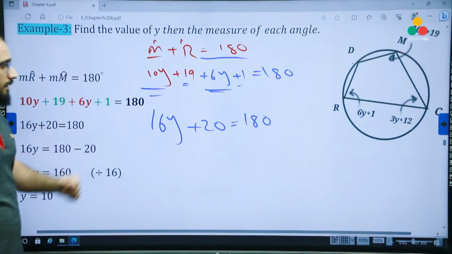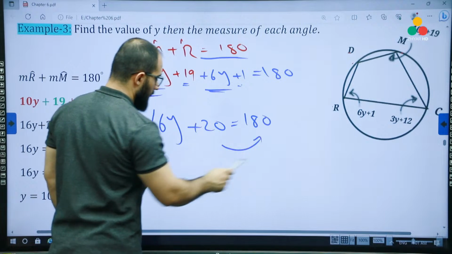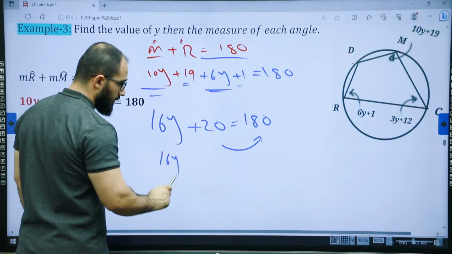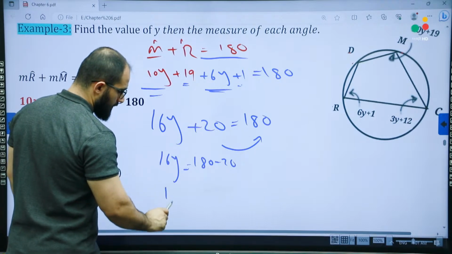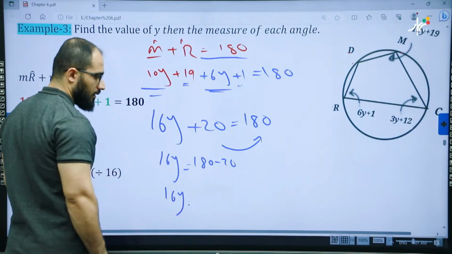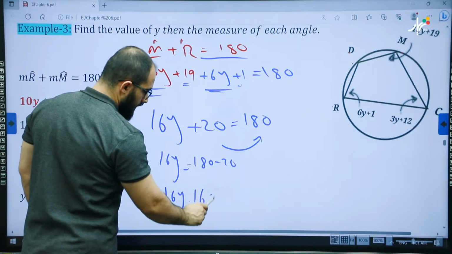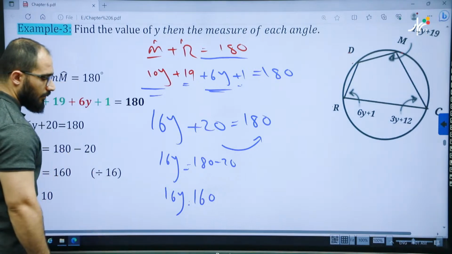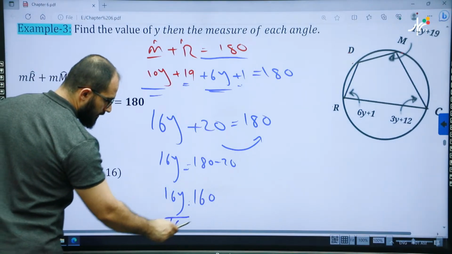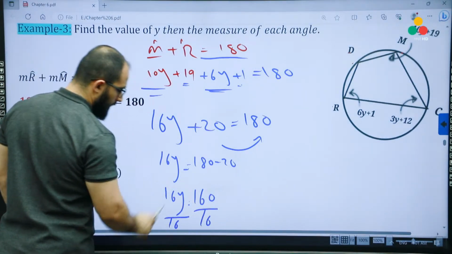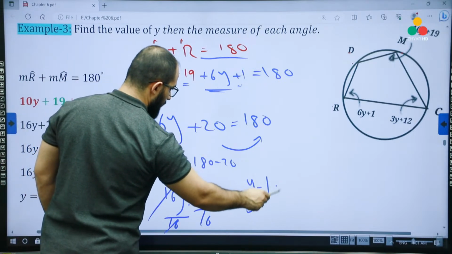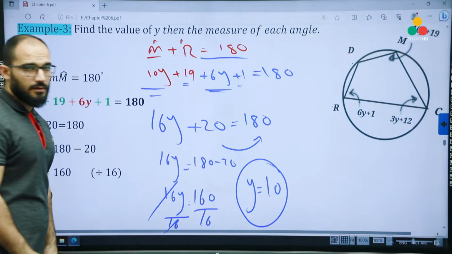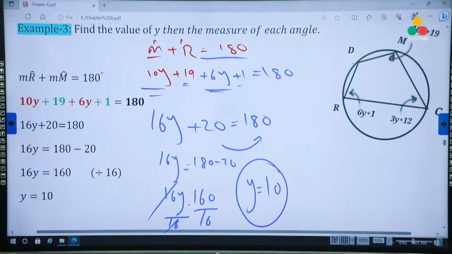We want to find y, so move 20 to the other side. 16y is equal to 180 minus 20. 16y is equal to 160. So to find y, divide by 16, divide by 16, cancel it, then y is equal to 10. So this is the first part of the question. The value of y is equal to 10.